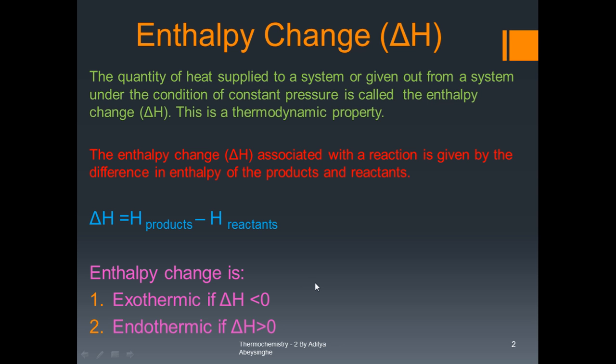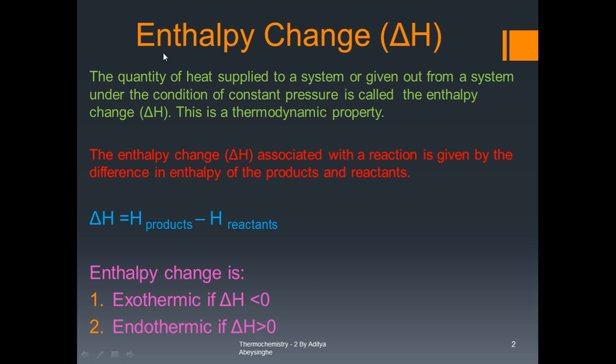As I mentioned in the first part of my video, enthalpy change is denoted by the symbol delta H, and the enthalpy change for some system is defined as the quantity of heat supplied to a system or given out from a system under the condition of constant pressure, and it's a thermodynamic property. You know what is meant by a thermodynamic property. I explained in my last video what the thermodynamic properties are and which substances exhibit them.